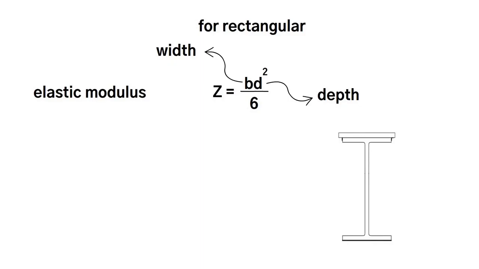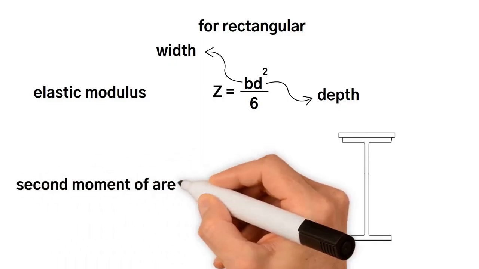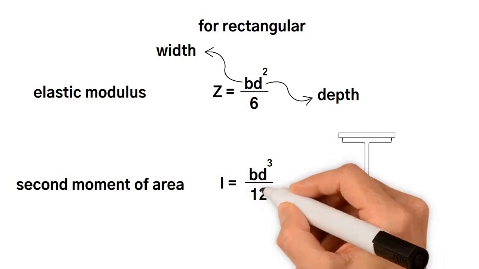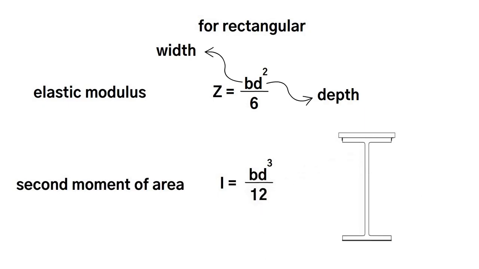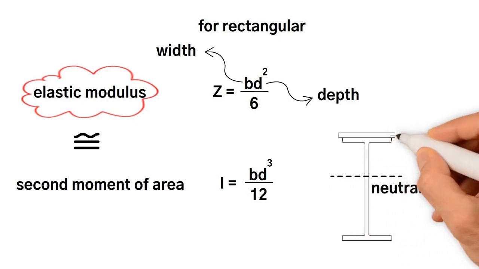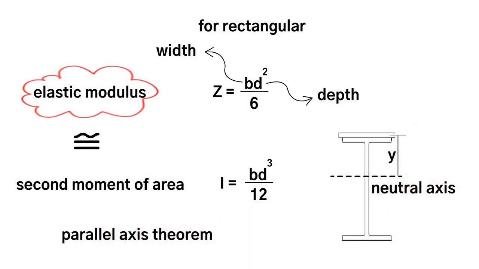The next equation is the second moment of area, or sometimes also known as the moment of inertia. While not commonly used on its own, it is an equation that you should understand because it is similar to the elastic modulus, and it's beneficial for determining the second moment of area about the neutral axis in plate girders by using parallel axis theorem.